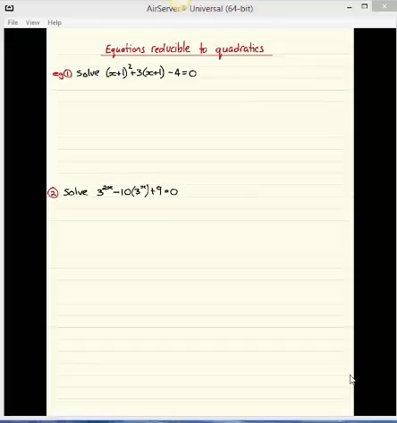It's often called a u substitution because a lot of the time what we do is substitute u in for some other term so that our equation becomes a quadratic. So looking at this first example, solve (x + 1) all squared plus 3(x + 1) minus 4. The way we do it is to let u equal x plus 1. Now, you don't have to use u, that's just the convention. You can use anything you like.